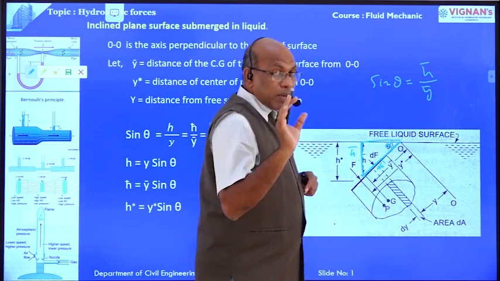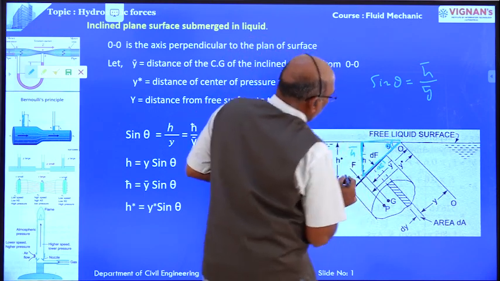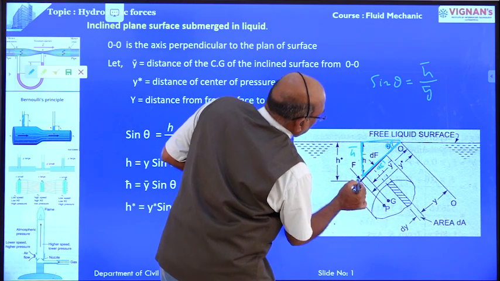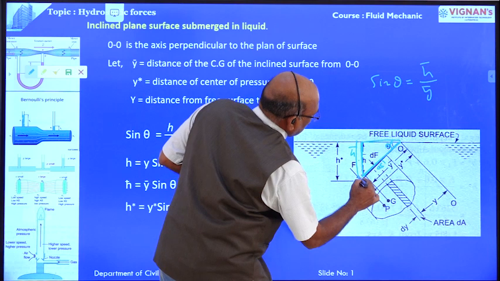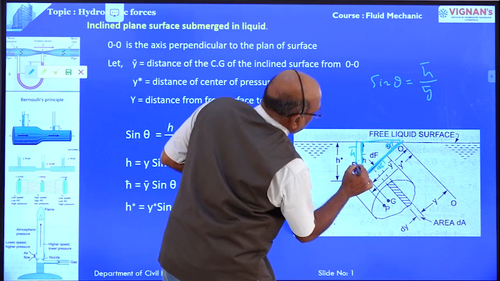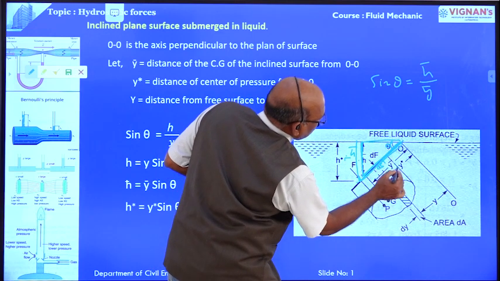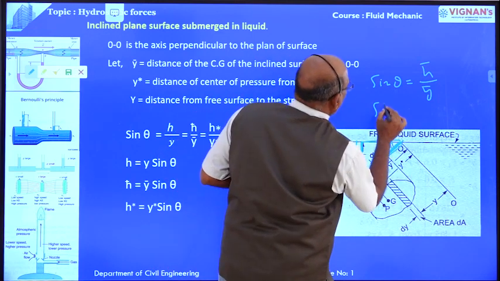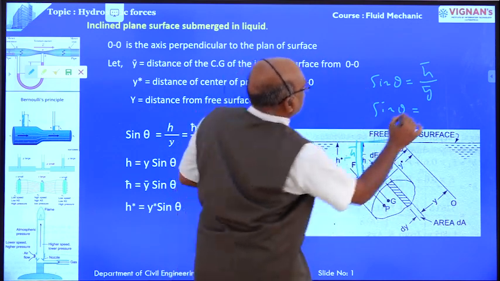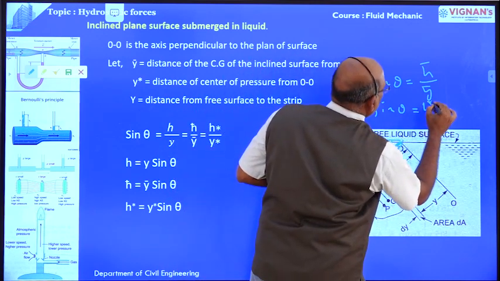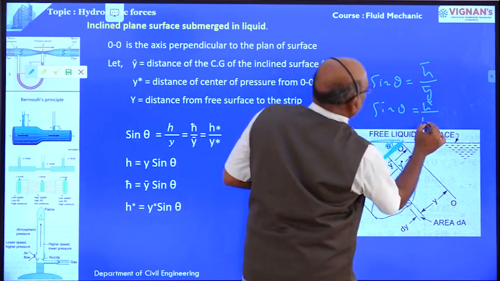Please remember these points, they are very important. Again, taking this point and this point, this is h star and this is y star. Here also sin theta equals the opposite side h star divided by the hypotenuse, that is y star.